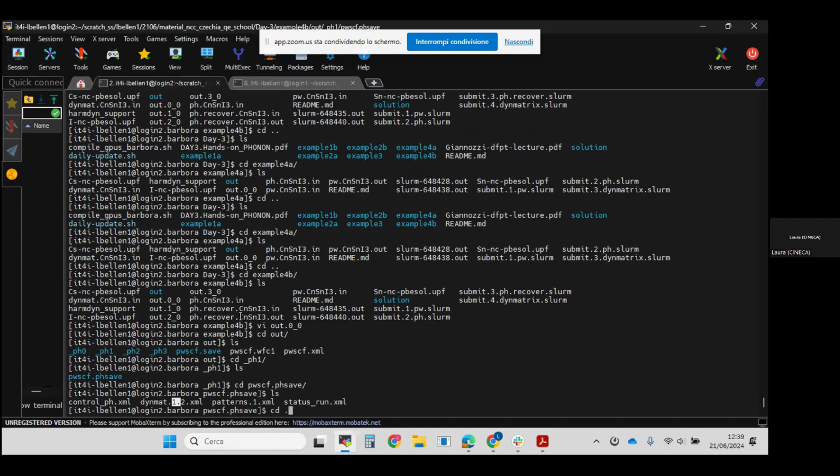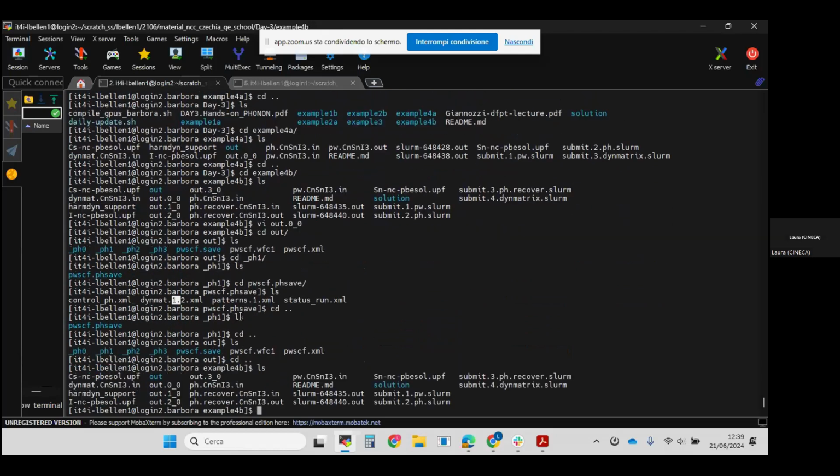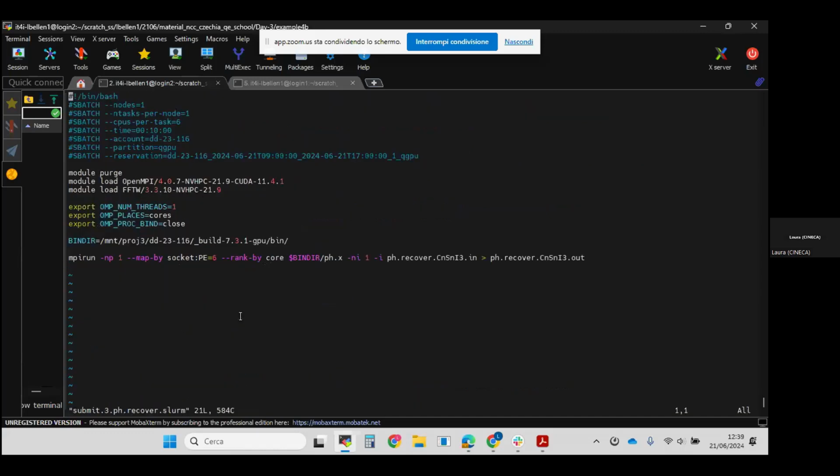Okay, so all these contributions to the dynamical matrices need to be aggregated, and then the dynamical matrix needs to be diagonalized in order to compute the phonon frequencies. How to do that? There is a third step that you need to do. This is a very fast step compared to the previous one.